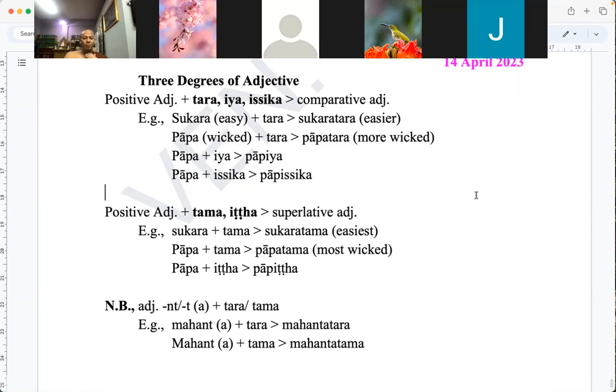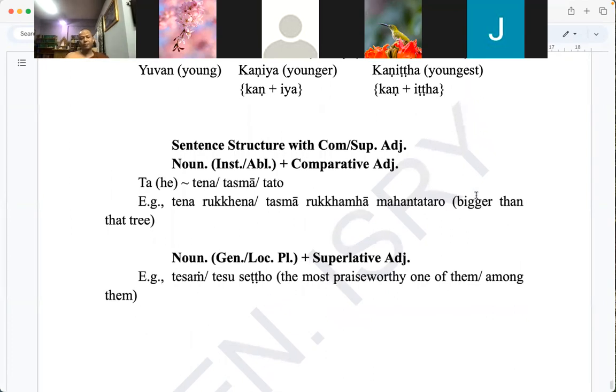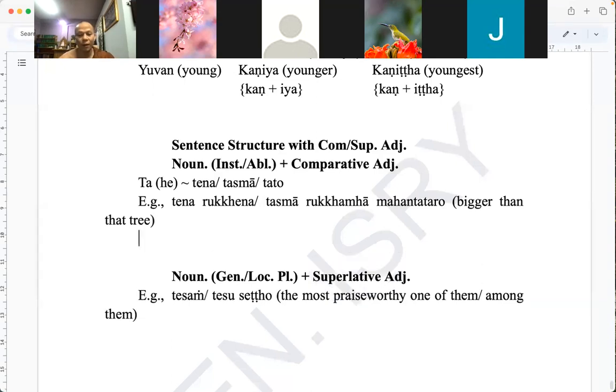Yes, I got that point, Bante. And one more, the last point, Bante, is about the sentence structure. With a comparative or superlative adjective, it will stand after the noun. In the normal situation, when we have one adjective, normally it will stand before the noun. But for the comparative and superlative, it will stand right after the noun it modifies. So it is the different point. Is that right, Bante?